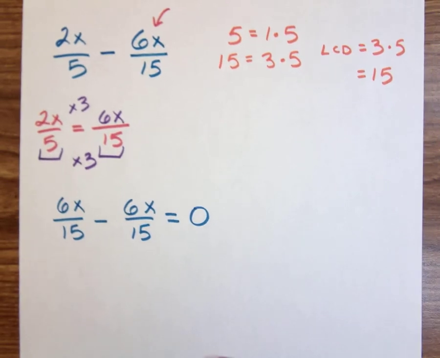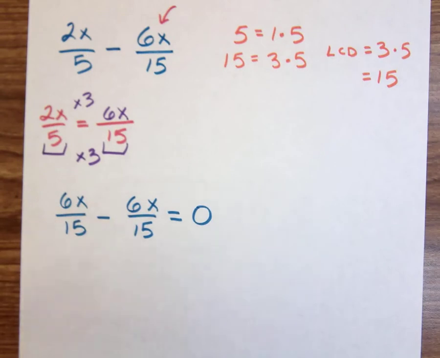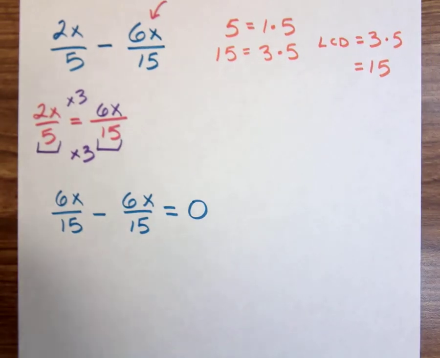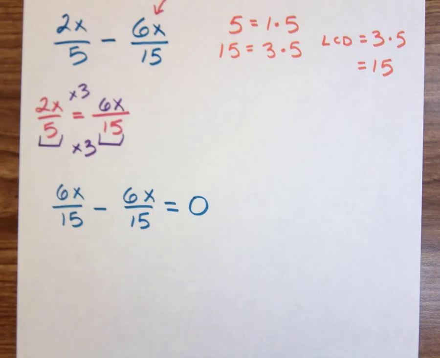It's not always going to be 0. It just was in this case because the numerators ended up being the same. No, it will not always be 0, I'm sorry to say.